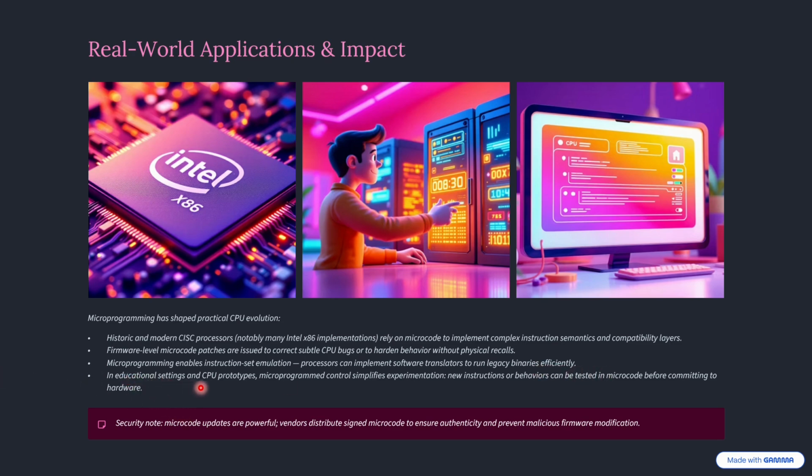In educational settings and CPU prototypes, microprogrammed control simplifies experimentation. New instructions or behavior can be tested in microcode before committing to hardware. Security note: microcode updates are powerful. Vendors distribute signed microcode to ensure authenticity and prevent malicious firmware modification.